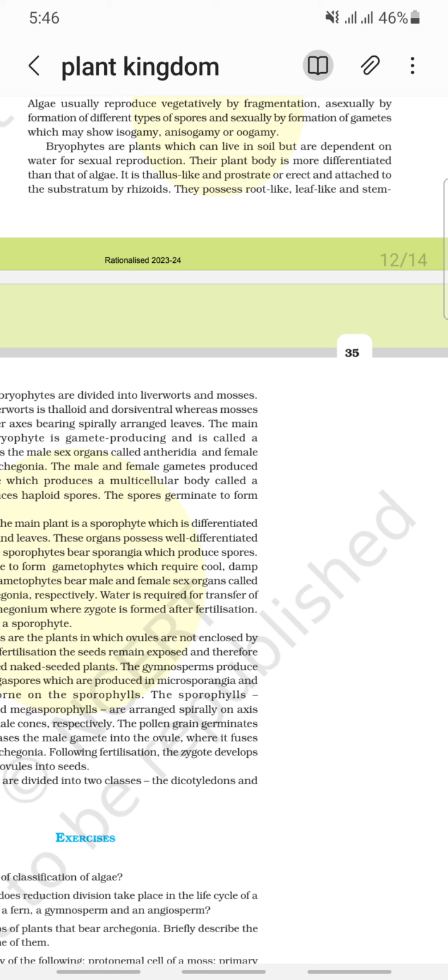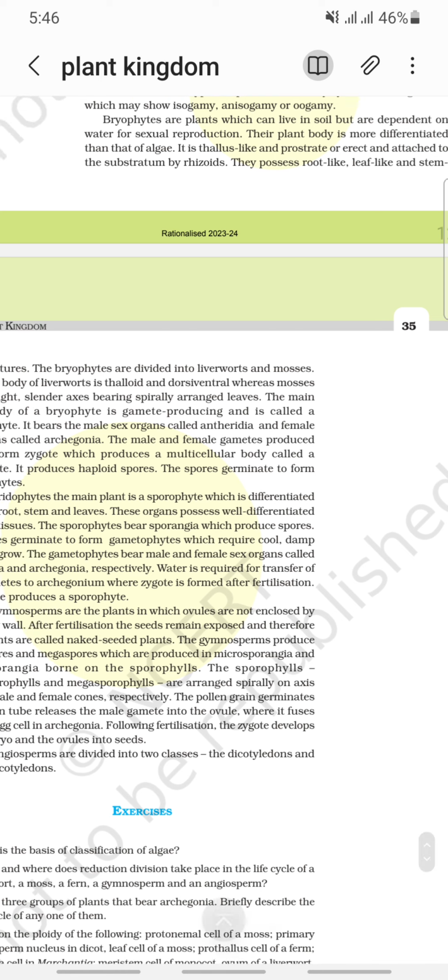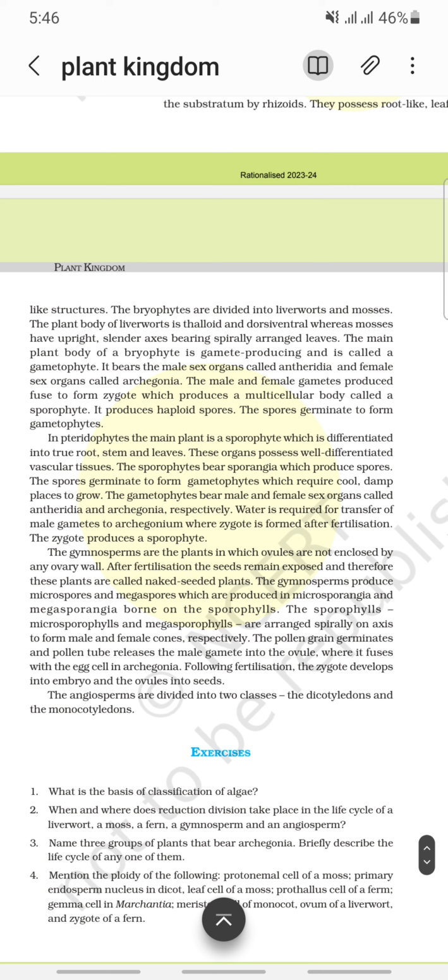Bryophytes are plants which can live in soil but depend on water for sexual reproduction. Their plant body is more differentiated than that of algae. It is thallus-like and prostrate or erect and attached to the substratum by rhizoids. They possess root-like, leaf-like, and stem-like structures. The bryophytes are divided into liverworts and mosses. The plant body of liverworts is thalloid and dorsiventral, whereas mosses have an upright, slender axis bearing spirally arranged leaves.